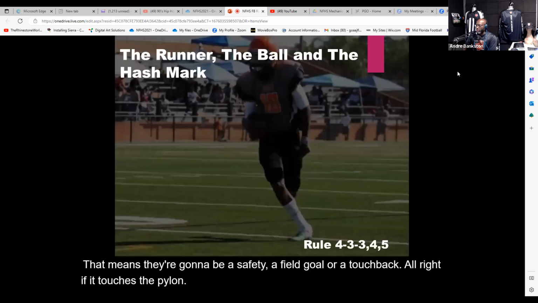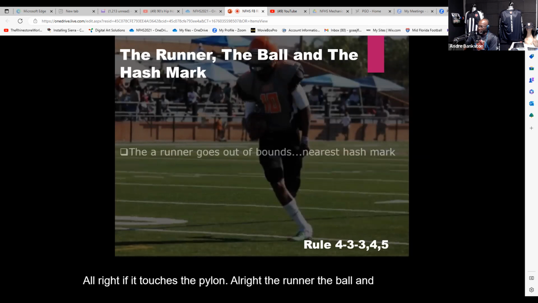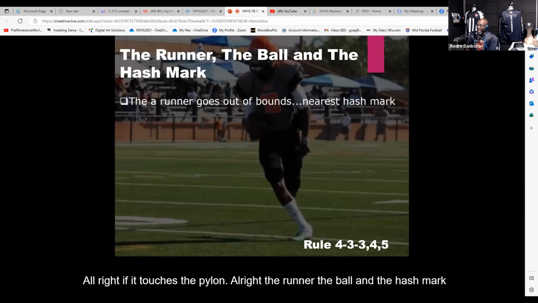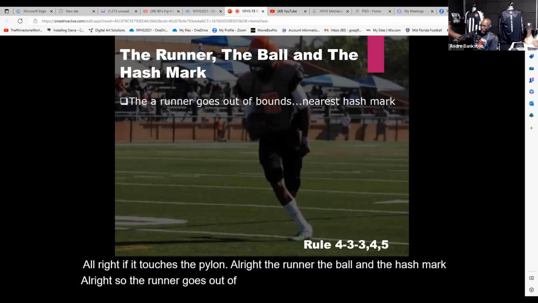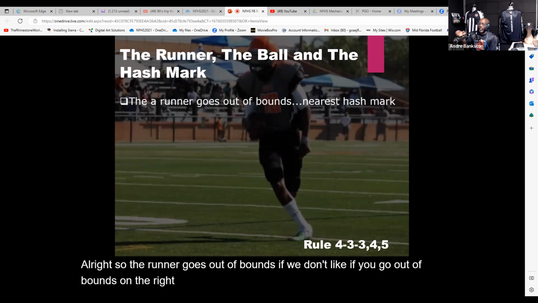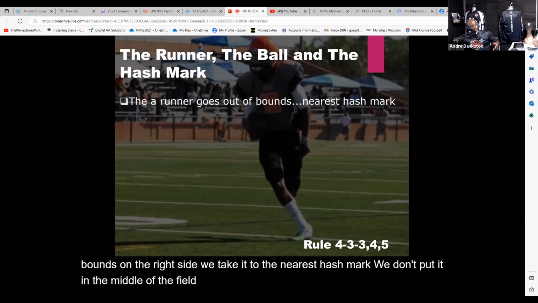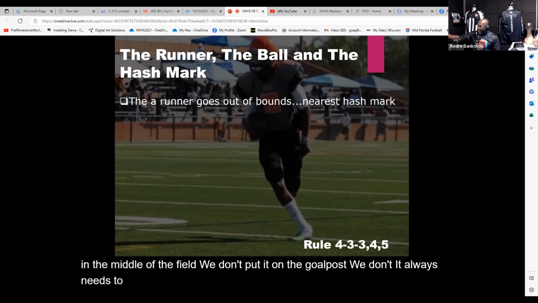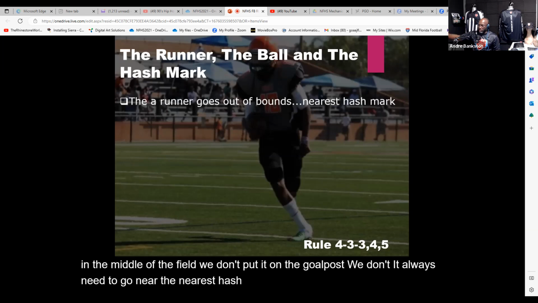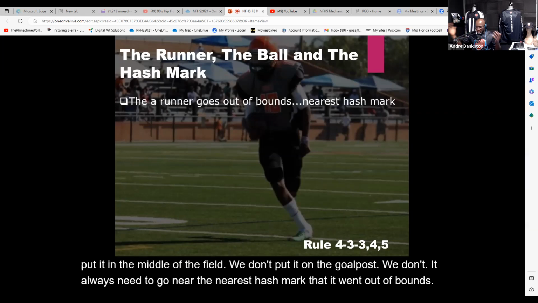All right. The runner, the ball, and the hash mark. So the runner goes out of bounds. If we go out of bounds on the right side, we take it to the nearest hash mark. We don't put it in the middle of the field. We don't put it on the goalpost. It always needs to go to the nearest hash mark from where it went out of bounds. That's just the rule.